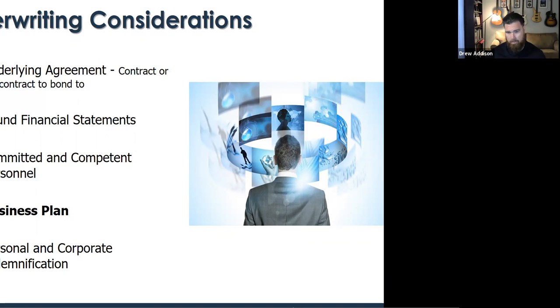When it comes to the underwriting considerations, continued here, the underlying agreement, this is the contract. A lot of times I live in a world where a bond is needed like yesterday. So the contract comes to me, we need to get a bond put together, so we go through that really quick, right? We need to understand what is involved in that contract and how the bonds are going to relate to it. Do you have sound financials? Do you have committed and competent personnel? Do you have a business plan?